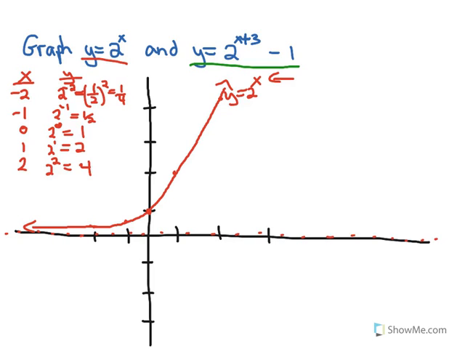So again, you can see exponentials get very, very big very fast as x gets positive, and it gets very small, close to 0, when x gets negative.